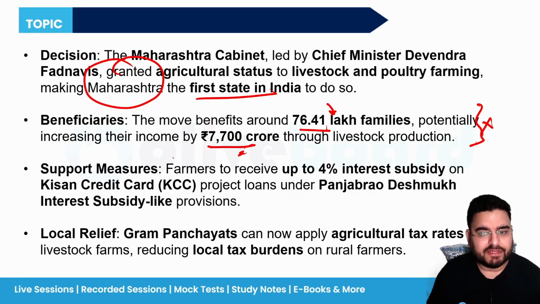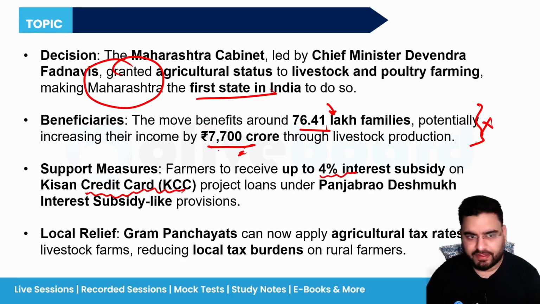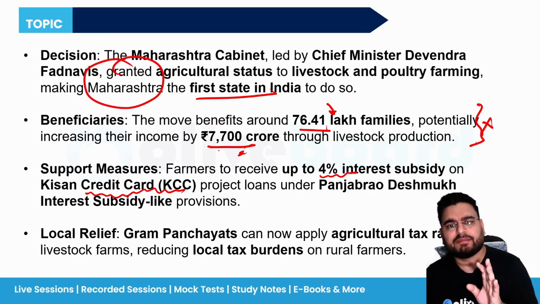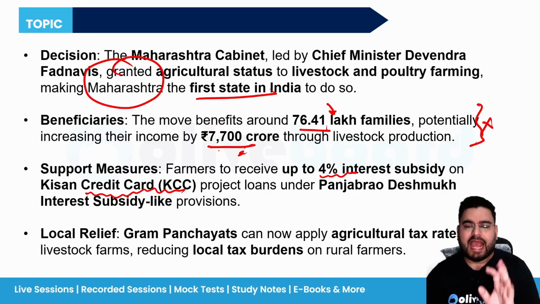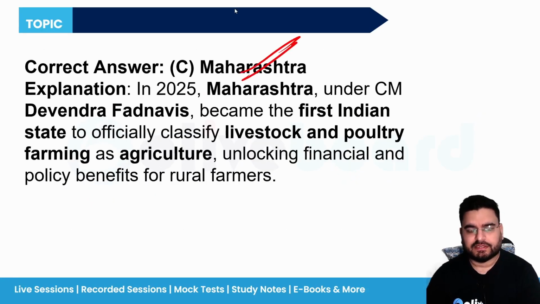Also, they are providing some support measures. For example, if any farmer is taking the support of Kisan Credit Card, they will get 4% interest subsidy. So remember this thing. It is basically for the farmer welfare. So just remember that Maharashtra has become the first state to provide agriculture status to livestock and poultry farming. See, Maharashtra is the correct answer.